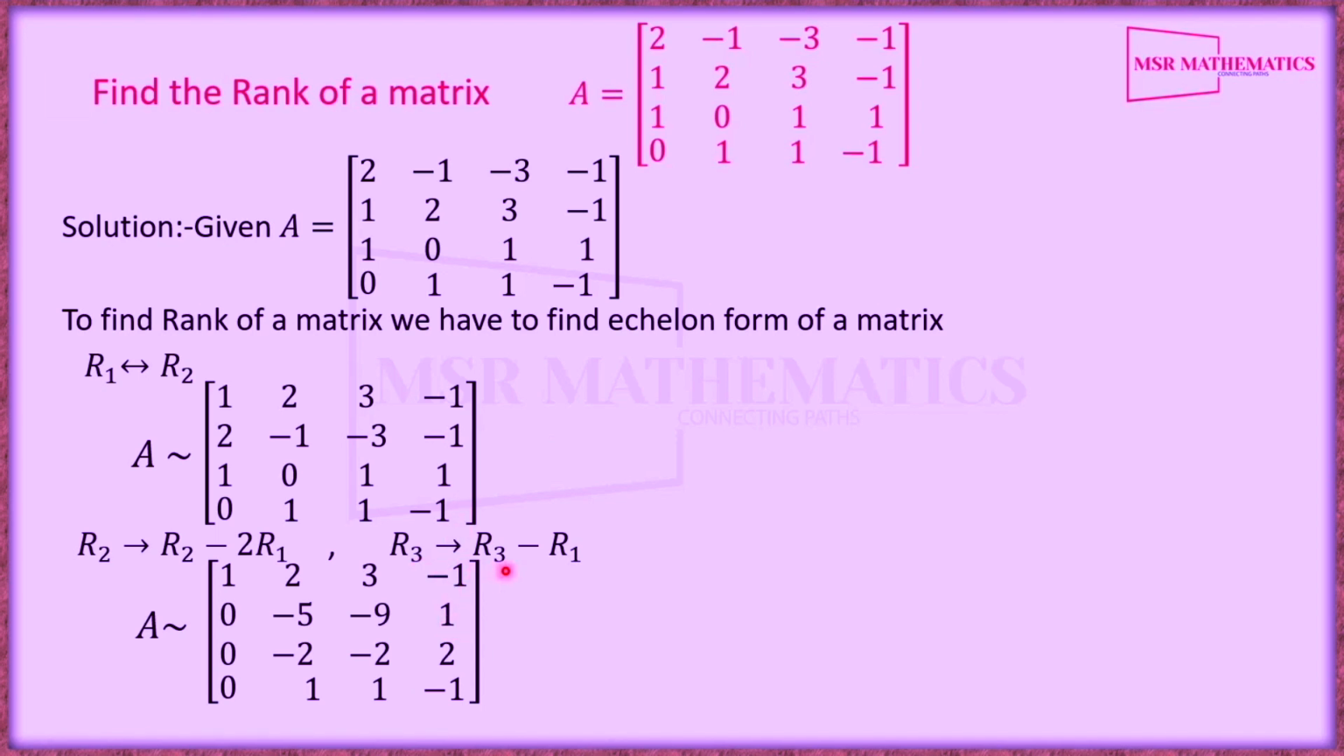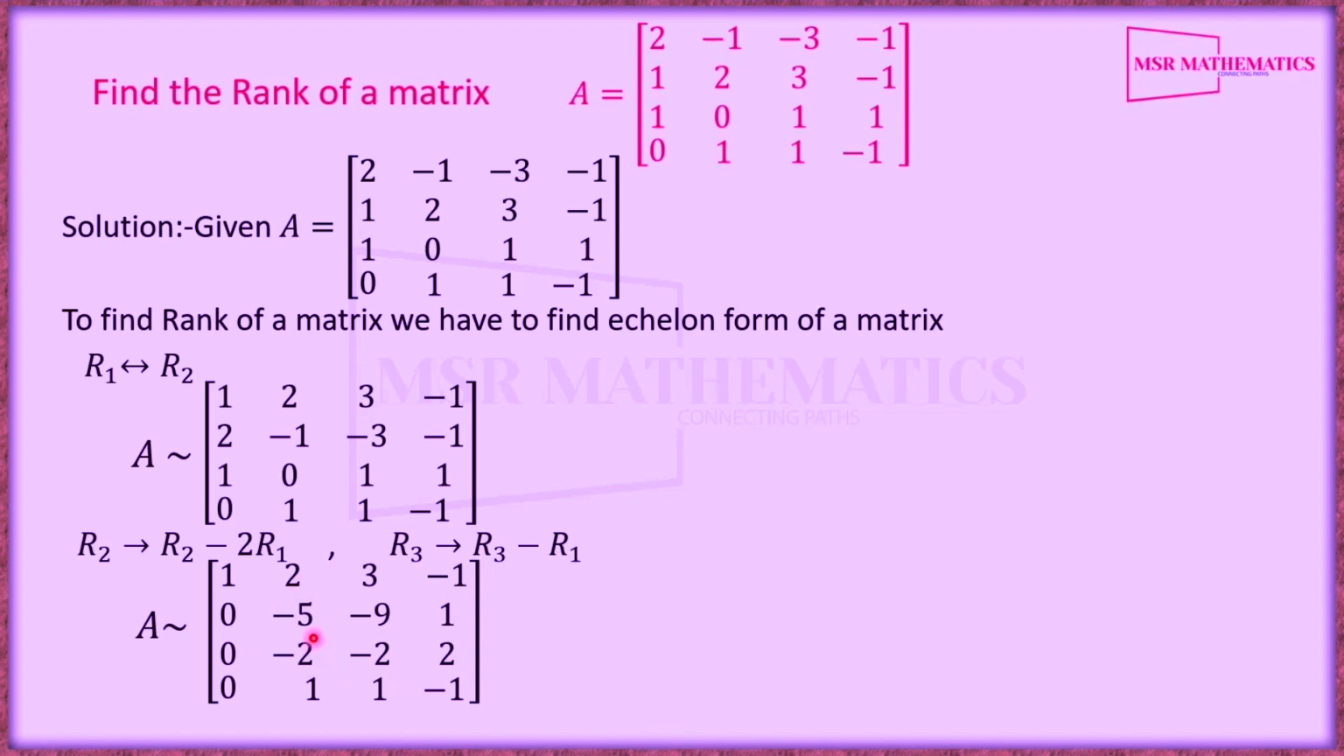Similarly, for R3 minus R1, here 1 minus 1 is 0, 0 minus 2 is -2, 1 minus 3 is -2, and 1 minus of -1 is plus 1 plus 1, so we have 2. Similarly, the last row is the same, that is 0, 1, 1, -1. So this is our newly obtained matrix.